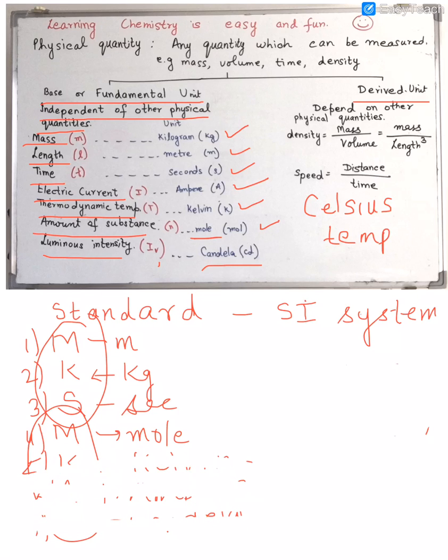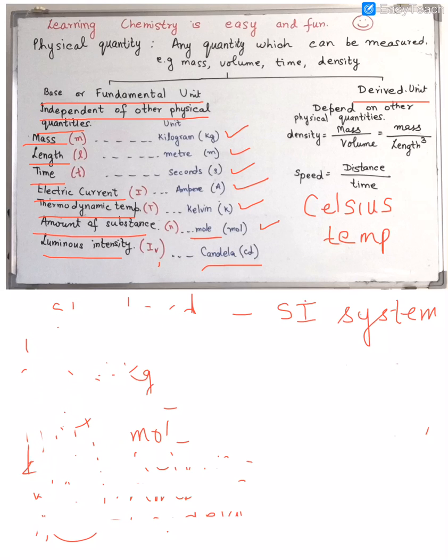What's the fundamental unit of the amount of substance? Electric current. Length. Time. Kilogram is the unit of which physical quantity? What is the unit of luminous intensity?